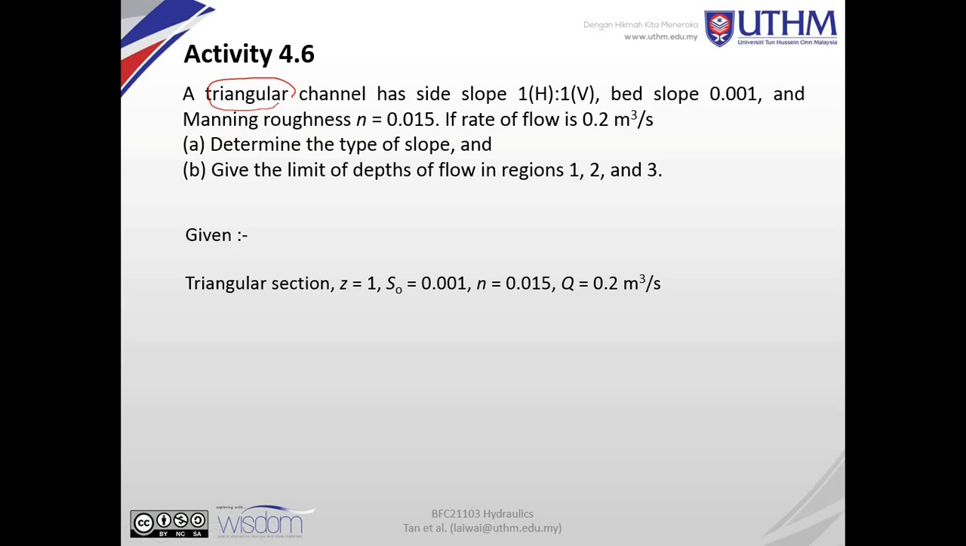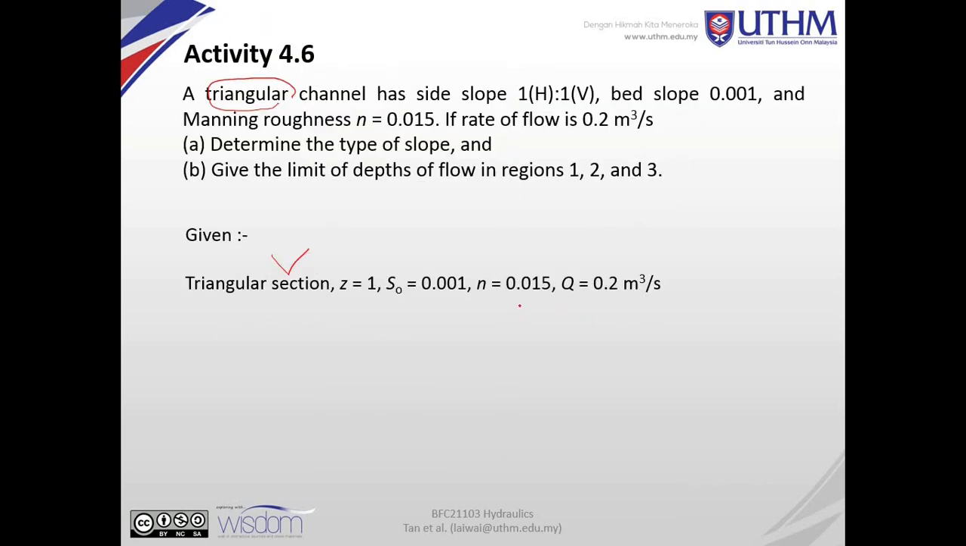A triangular channel has side slope 1 horizontal to 1 vertical, bed slope 0.001, and Manning roughness n equal to 0.015. If the rate of flow is 0.2 cubic meter per second, the first part is to determine the type of slope, and the second part is to give the limit of depths of regions 1, 2, and 3. So again, the same technique, we extract out all the information given in the question. So we have a triangular section, side slope 1, S0 0.01, n 0.015, and Q equal to 0.2 cubic meter per second.